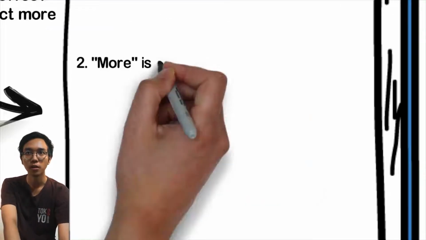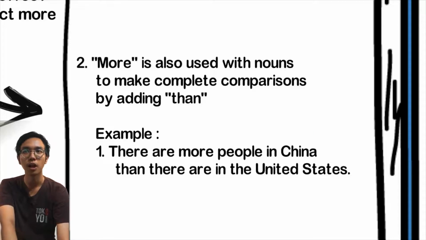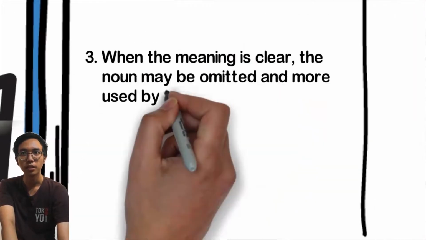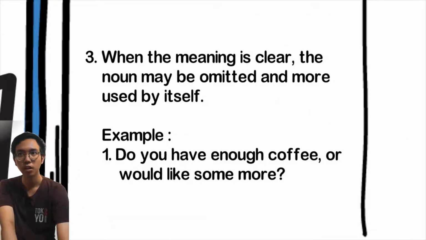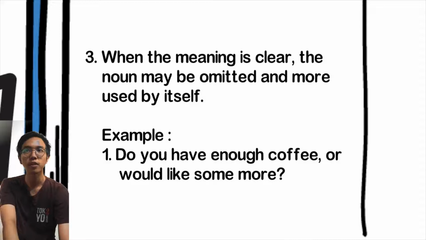Next, more is also used with a noun to make a complete comparison by adding than. Example, there are more people in China than there are in the United States. Third, when the meaning is clear, the noun may be omitted and more used by itself. Example, do you have enough coffee? Or would you like some more?